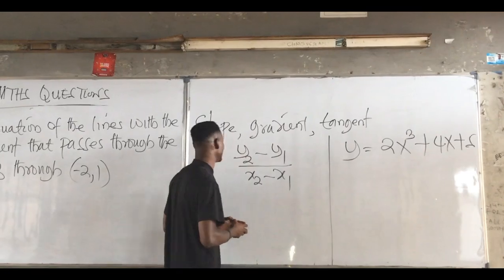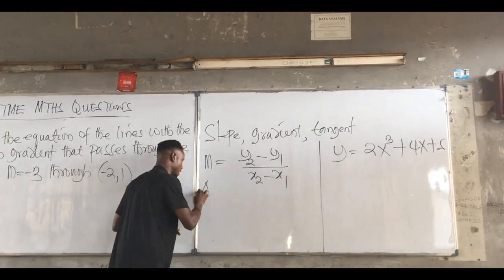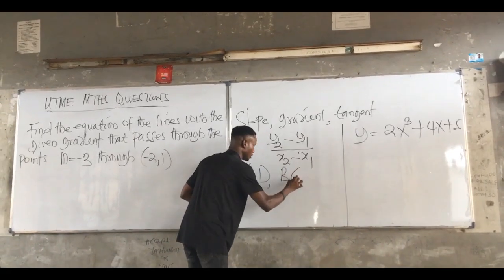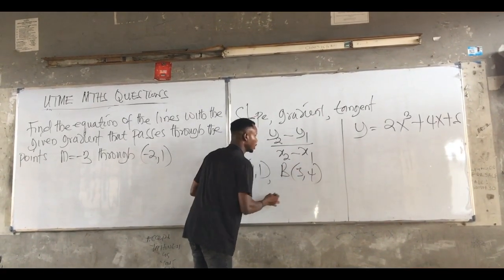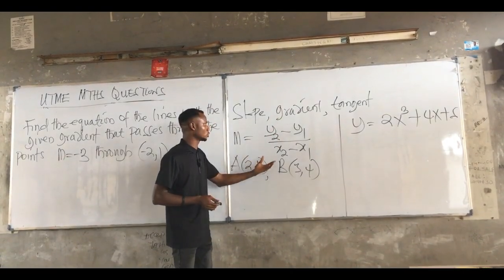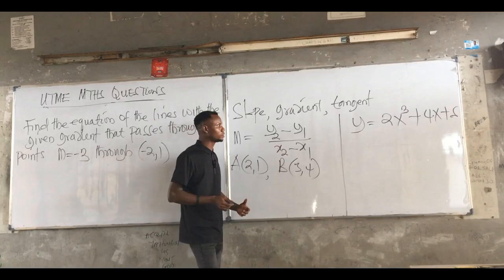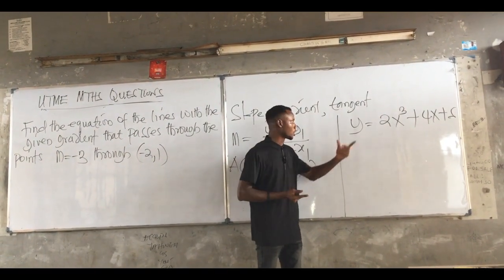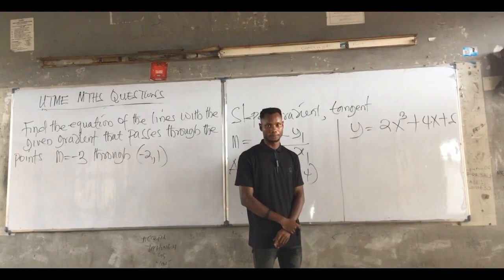Now, but if I'm giving 2 points, I'm giving something like this: A, 2, 1. I'm giving B, point B, 3, 4. And you are asked to find slope or gradient or tangent. You can easily use this formula here. But if I'm giving a function like this and you're asked to find slope, which you are going to solve also, we are going to know what to do at this point, okay?